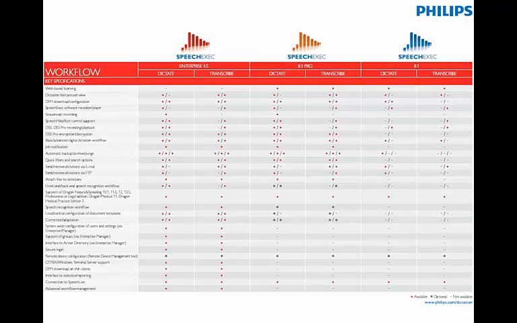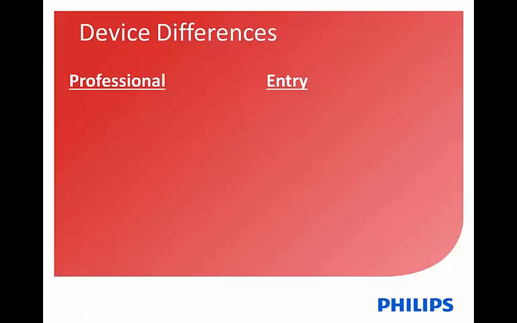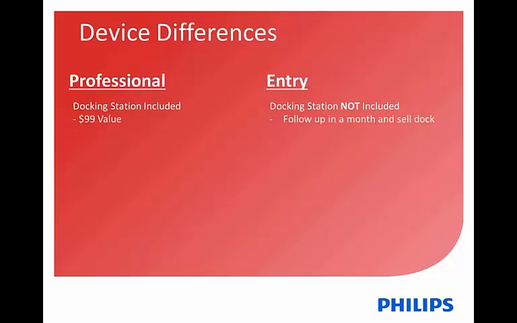Also, the professional version has integration with speech recognition, so integration with Dragon NaturallySpeaking, for example. That is available in the SpeechExec Professional, and that integration is not available in the SpeechExec Basic. When it comes to the recorders themselves, we have certain differences in the devices as well. In the professional version, a docking station is included, whereas in the entry, the docking station is not included. And this is about a $99 value in the professional.